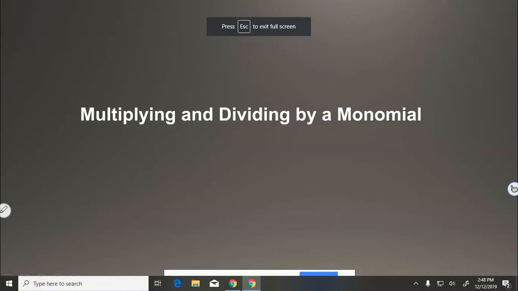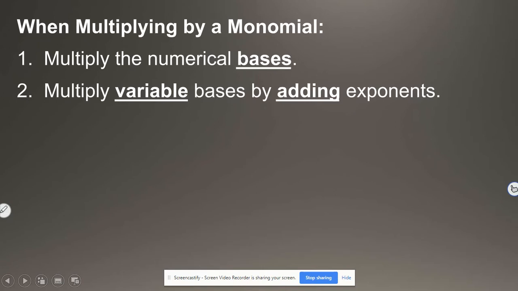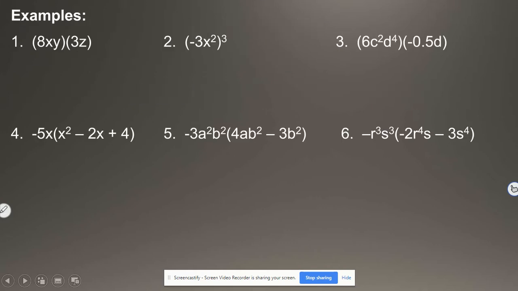Hey gang, today we're going to be multiplying and dividing by a monomial. When multiplying by a monomial, multiply the numerical bases, then multiply variable bases by adding exponents. So here are some examples.